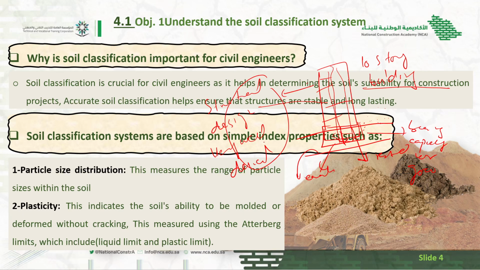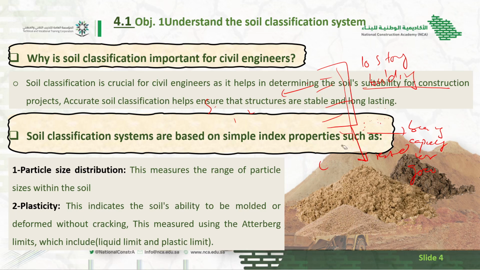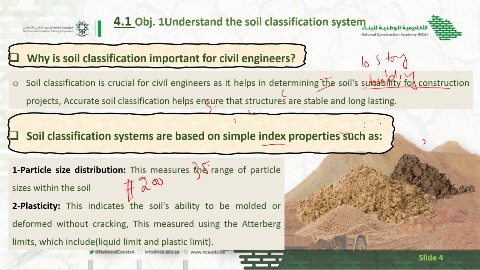So now, how can we classify soil? Soil classification systems are based on simple index properties, as we discussed in the previous lecture. Index means numbers through which we can indicate whether it is good or not. There are two. One is the particle size distribution. For example, from sieve number 200, whether the percentage passing is more than 35 or less than 35. So it is the particle size.